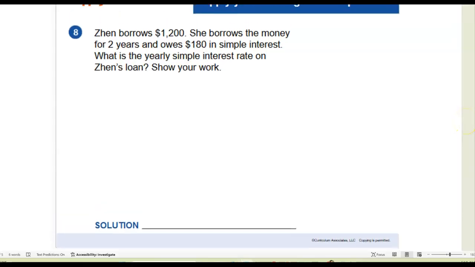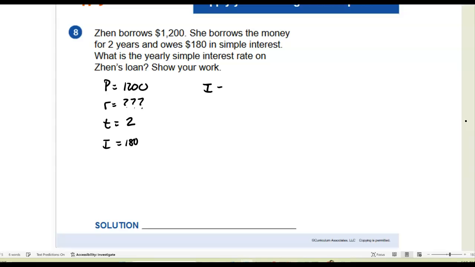Number 8, Zen borrows $1,200. She borrows the money for 2 years, owes $180 in simple interest. What is the yearly simple interest rate on our loan? So our principal is $1,200. Our rate is, we don't know, so we could almost say that that's x. Our time is 2 years. We actually know our interest, it's 180.